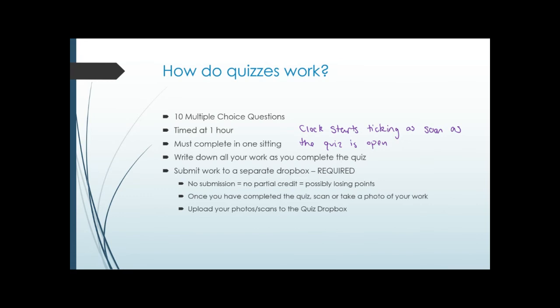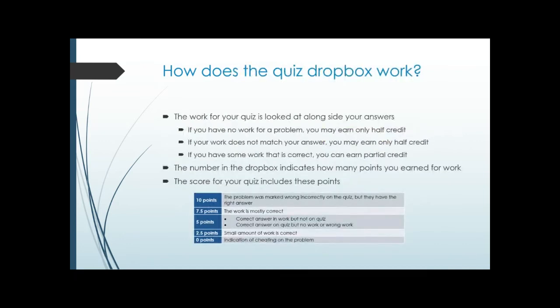So once you have completed your quiz, you can take a photo of your work, you can scan it. You are welcome to rewrite your work so that it's neater and in order, because I don't want you to worry about neatness while you're taking the quiz. I just want to make sure you take the quiz. So you don't have to submit it immediately. You can take the time to make your work look neater if you need to. Scan it, take a picture, and then you upload that to the quiz drop box. So what happens is once it's in the drop box, that's where you get your partial credit.